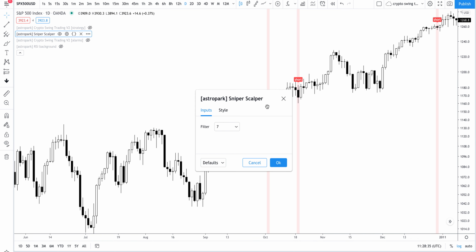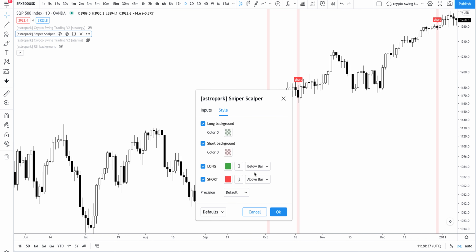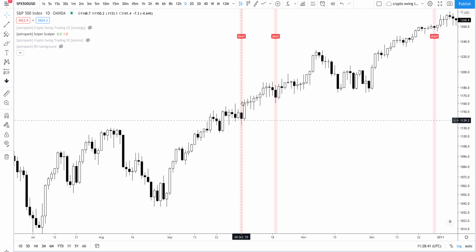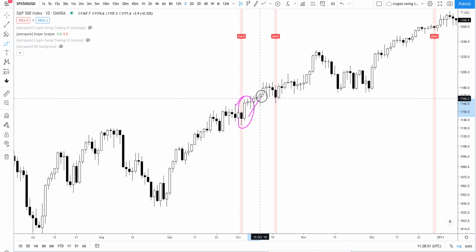Let's change the style a bit. Let's put this on top. You always have the background here. So if a short signal is denied like this with a bullish engulfing, you go long. This is a straight rule for me that I learned using this Sniper Scalper.